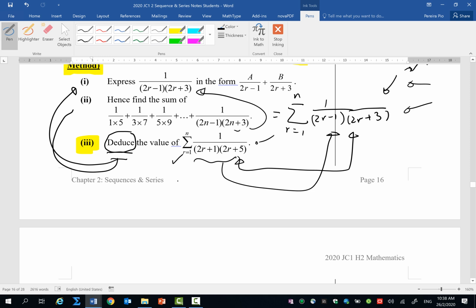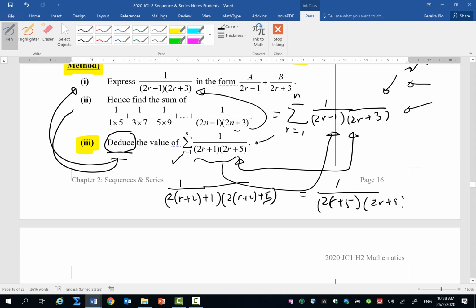Okay, let's do this. If I replace my r here with r plus 2, what do I get? 2r plus 2 plus 1. Does it give me the answer? This becomes 2r plus 5, and this becomes 2r plus 9. So is it r plus 2? No.